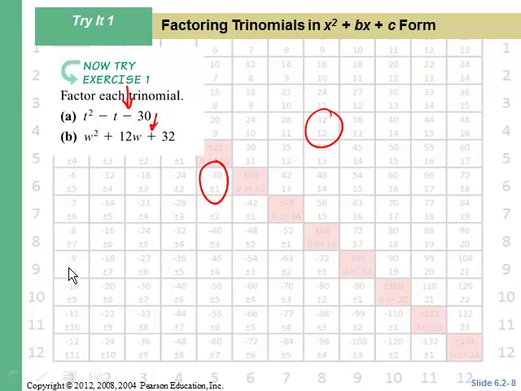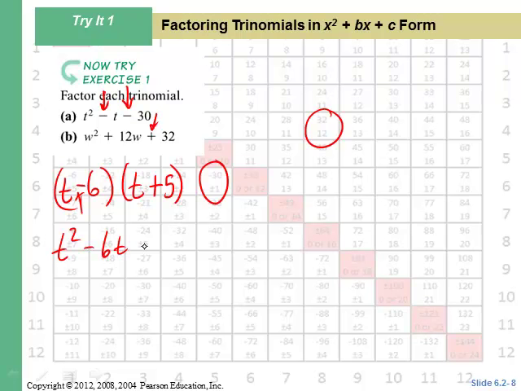Okay, so for the first ones, it's t minus 6, t plus 5. Now the difficulty is knowing which one to make negative and which one to make positive when you're down here. The way I do it is I look at this sign. This sign goes with the bigger number. 6 is bigger than 5, so the negative sign goes there. And when you multiply out, you do get t squared minus 6t plus 5t minus 30, and you'll notice you do have a negative number there.